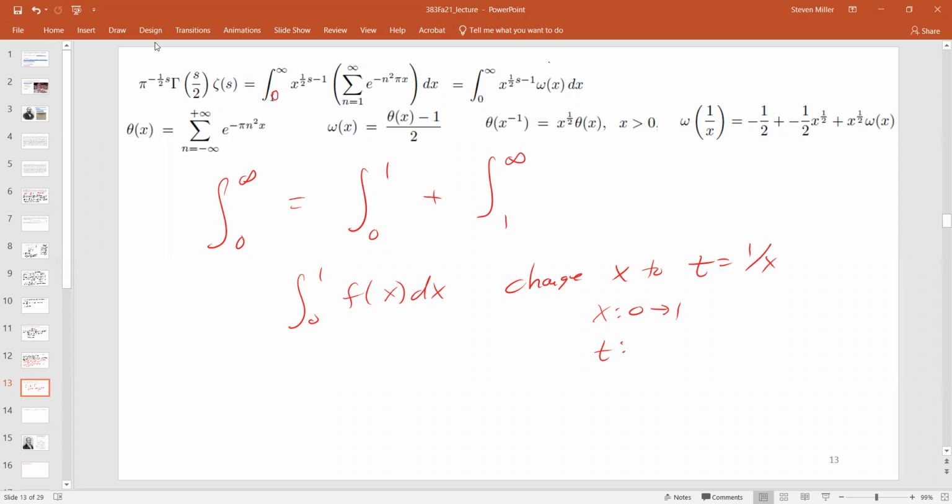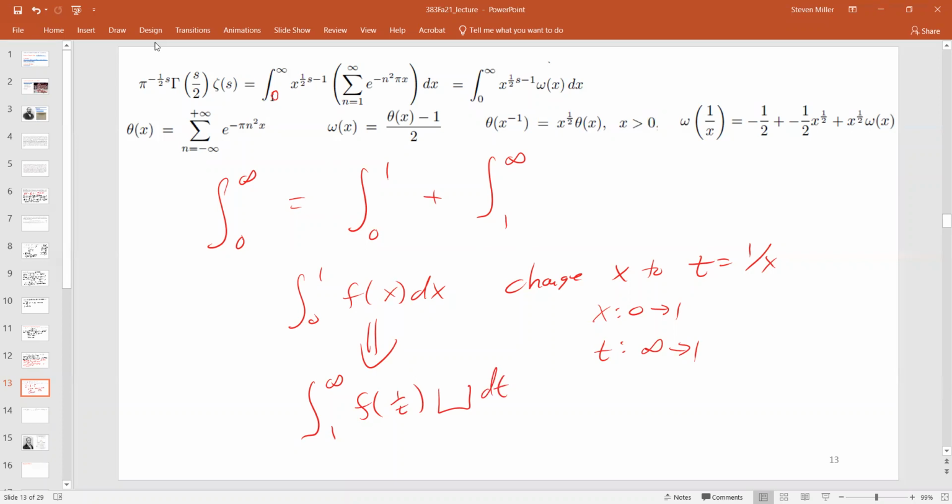So if x goes from 0 to 1, what will t go from? Infinity to 1. So modulo signs that are going to come in, this integral is then going to eventually look like the integral from 1 to infinity of f of 1 over x, which I guess we're calling t now, 1 over t, sorry, 1 over t, the Jacobian coming in here, dt.